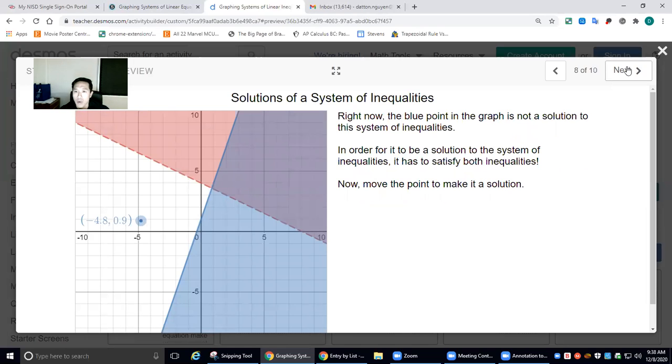Right now, the blue point in the graph is not a solution to the system because obviously it's outside. It's right here. So in order for it to be a solution to the system of inequalities, it has to satisfy both inequalities. So that means I can't move it here, and I can't move it there. So we have to move this where the shading comes together. So guys, give me a point where the shading comes together that can make this a solution.